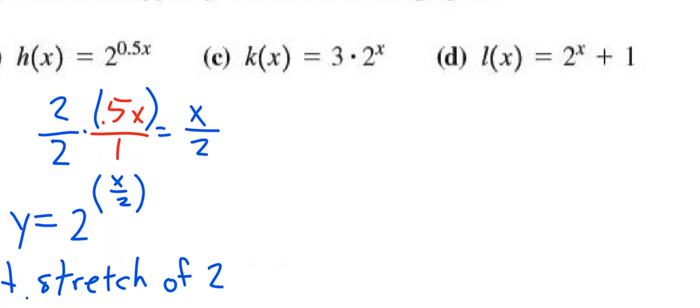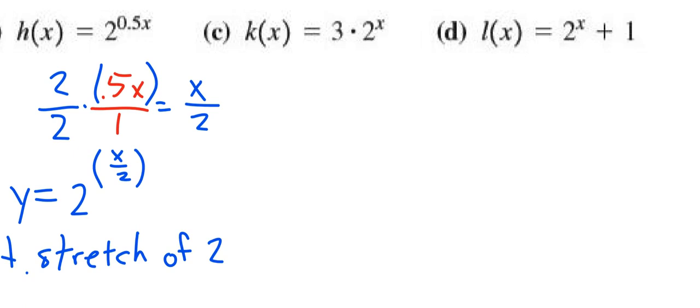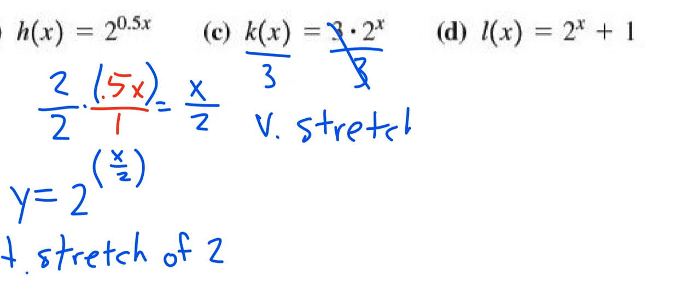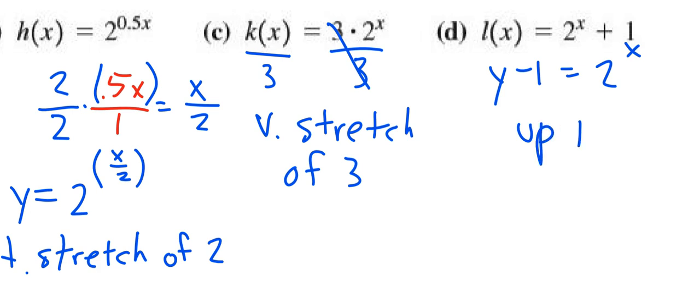Okay, got 2 more. Okay, so this is similar to what we've done before. Now it's in transformation form. Tell me what happened. That's a vertical stretch of 3. Over here, we move it over to the other side by subtraction. Tell me what happened. That is up 1 unit. Shifting up 1 unit.